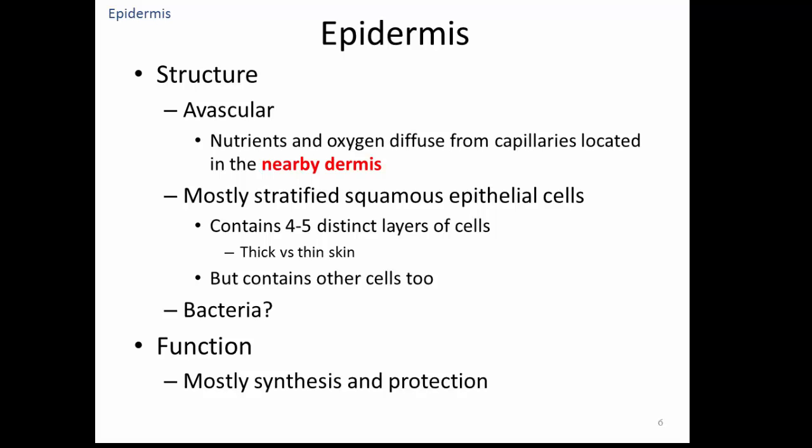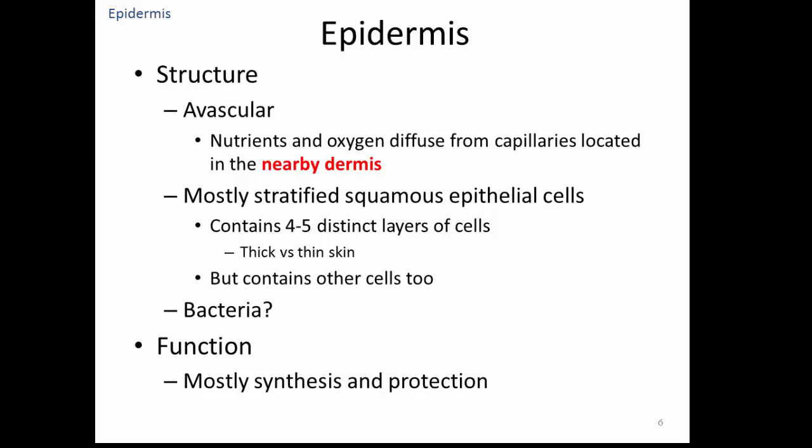The epidermis is mostly composed of stratified squamous epithelial cells. We have anywhere from 4 to 5 distinct layers of cells. We have two main types of skin, thick skin and thin skin. There would be 4 layers of epithelial cells in the epidermis in thin skin, whereas the thick skin would have the 5 layers. Thick skin is what you'd find like on the palms of your hands and the soles of your feet.